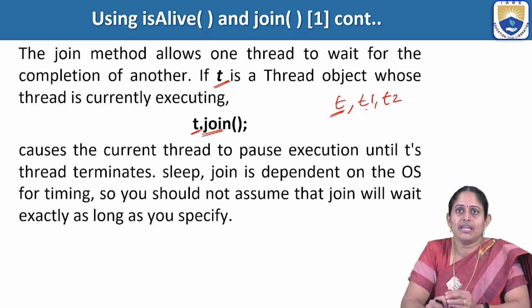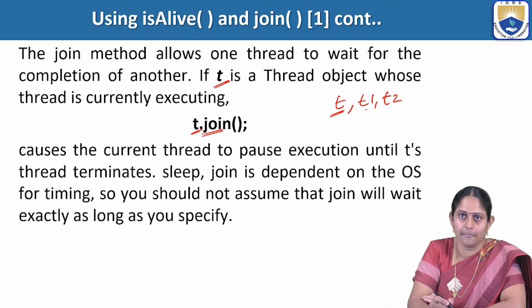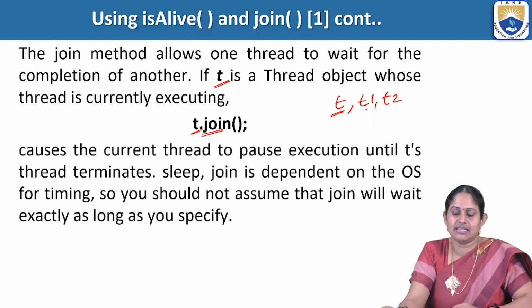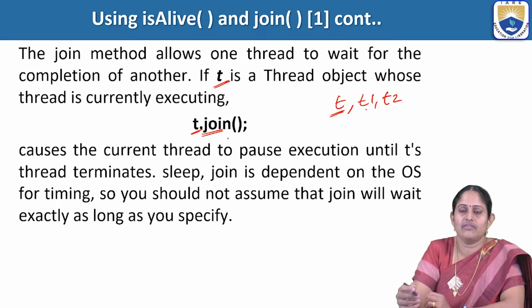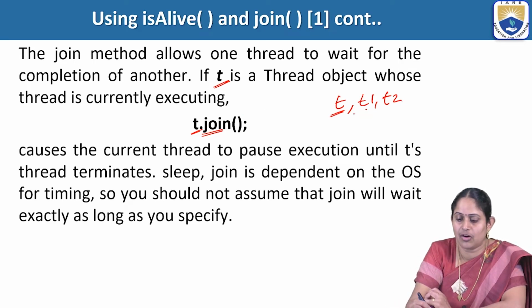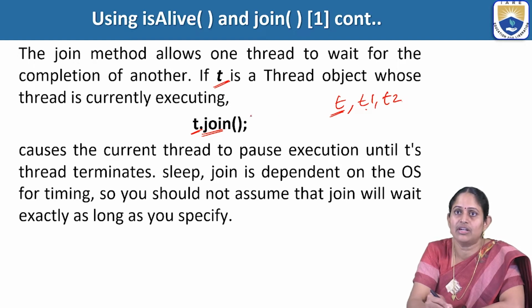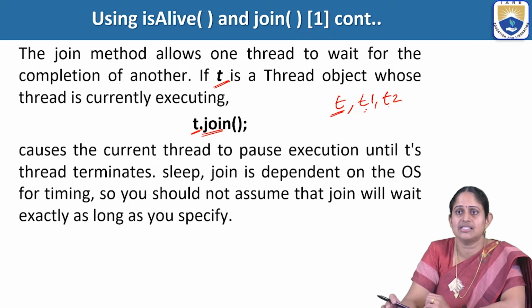So we make use of the join method to allow one thread to wait for the completion of another. If T is the thread object whose thread is currently executing, then T.join will cause the current thread to pause its execution until T terminates, until T completes. So if we call T.join and we have all these three executing, then T1 and T2 will wait until T is completed.